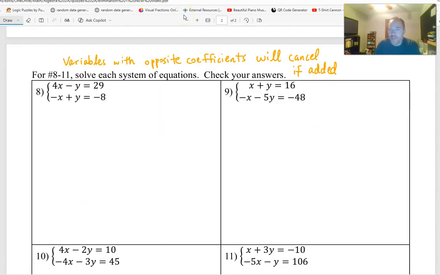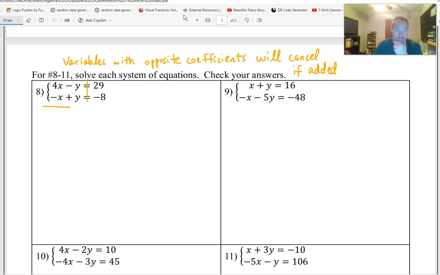All right, so for the next section, I'm going to do a couple of these problems. Start with number 8 here, but just a reminder, the elimination method is when you add equations, and we saw from the first section, 1 through 4, when you have variables with opposite coefficients, those will cancel if you add them. So number 8, if we add these equations, right away I can say, well, you got negative 1y here and positive 1y. If I add those, that would eliminate.